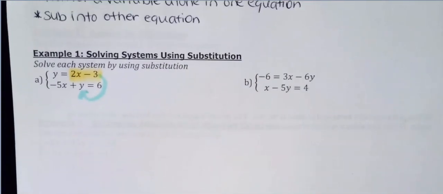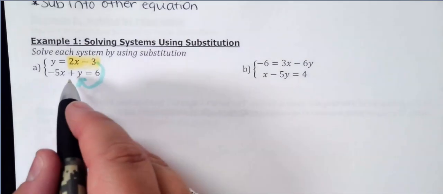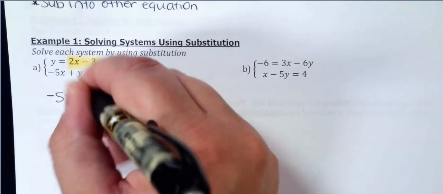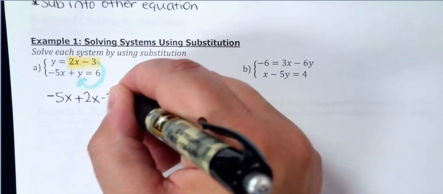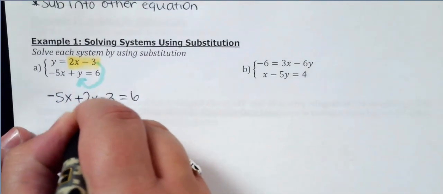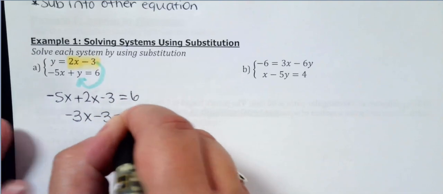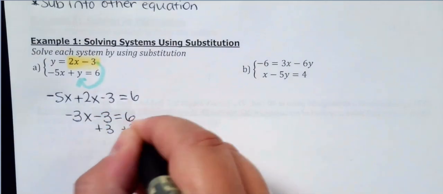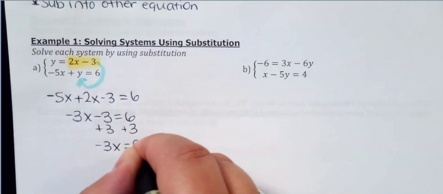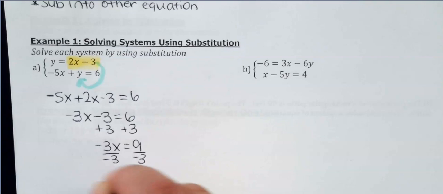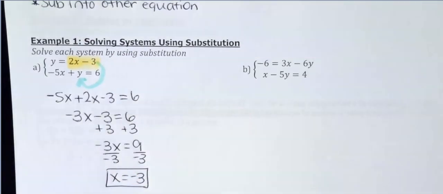Now, this first one here, there's no distributive property or anything because it's just negative 5x plus y. So I'm just going to copy in place of the y: it's positive 2x minus 3. And then in that second equation, it's just equal to 6. And then you're just going to go from there, just normal algebra steps. So I would combine my like terms here, get negative 3x minus 3 equals 6. We're going to do two steps. We're going to add 3, and then I get negative 3x equals 9. Divide by negative 3 to get the x alone, and x is going to end up being negative 3 there.